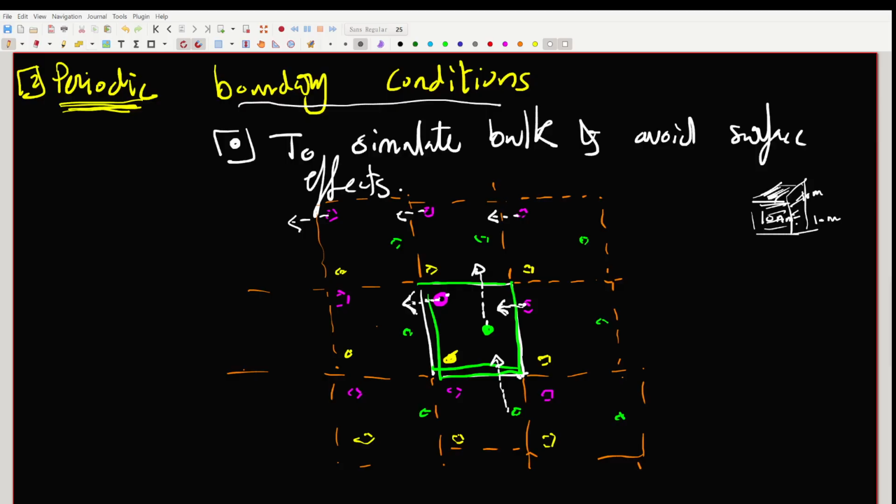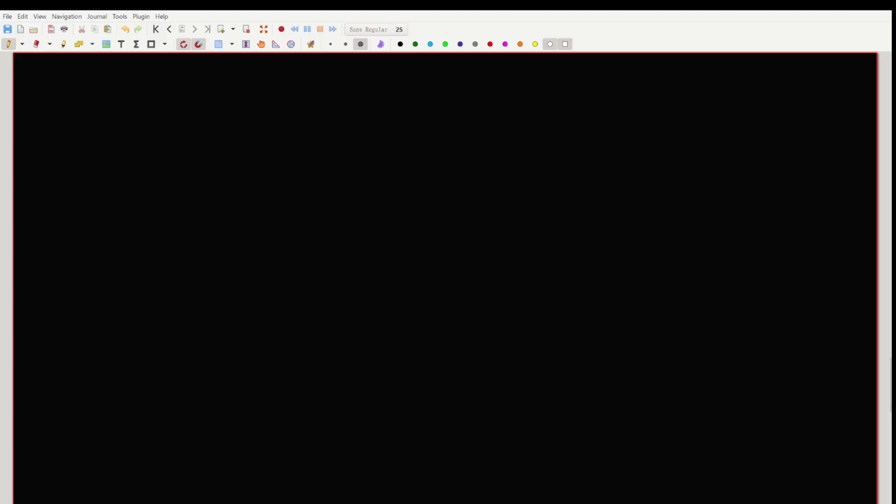And finally, the last practical consideration we would like to discuss before we actually take some exercises is energy minimization. Energy minimization.